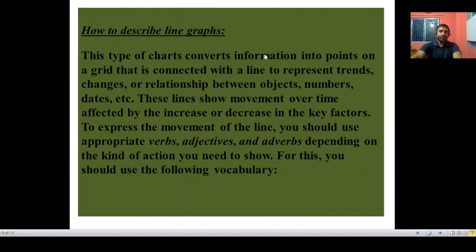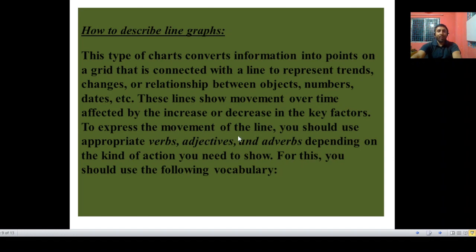Next one, how to describe line graphs. First of all, this type of chart converts the information into points on a grid that is connected with a line to represent trends, changes, or relationships between the objects, numbers, dates, etc. These lines show movement over time affected by the increase or decrease in the key factors.